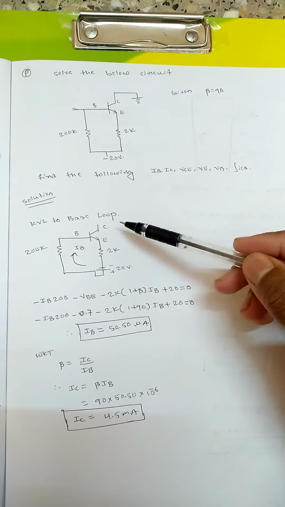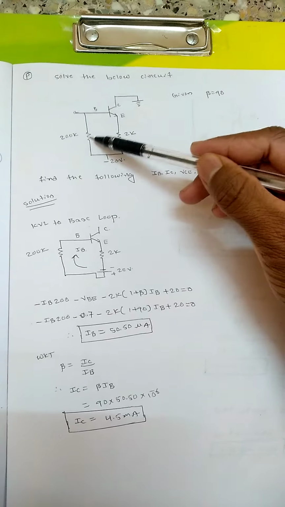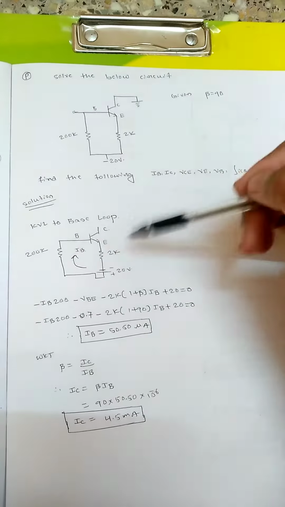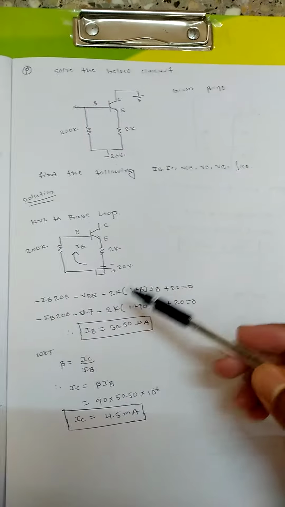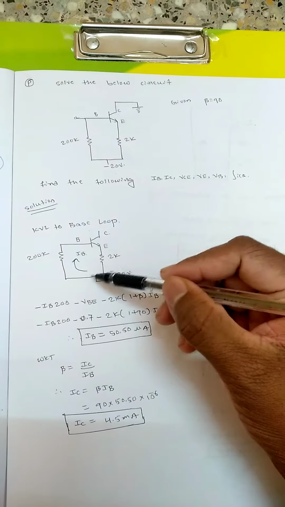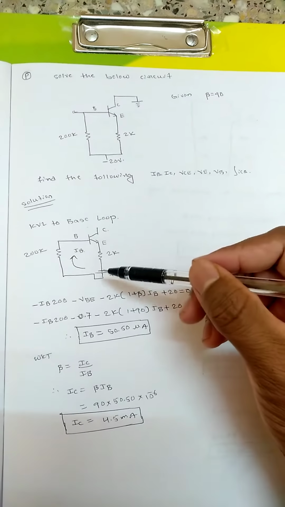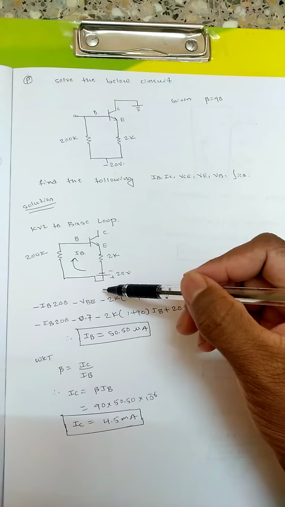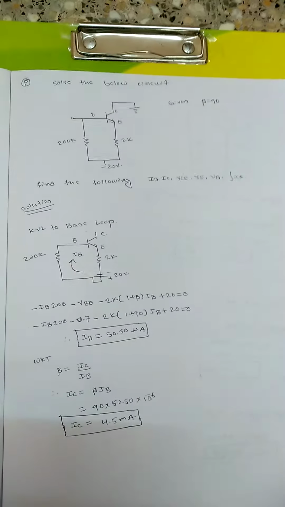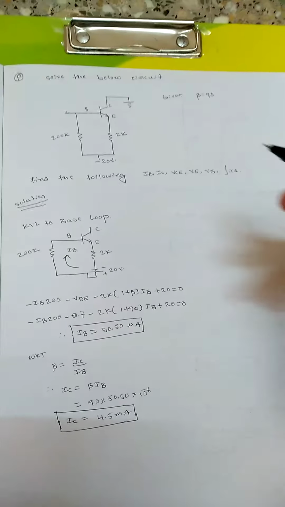So apply KVL to the base loop, that is this circuit. I have drawn this much, 200k, 2k, base, emitter, and I have left the collector part because we need only base. Okay, so apply KVL. The current direction will be from this to this because this is positive and this is negative. Current always flows from positive terminal to negative terminal, so from base it will enter towards the emitter.